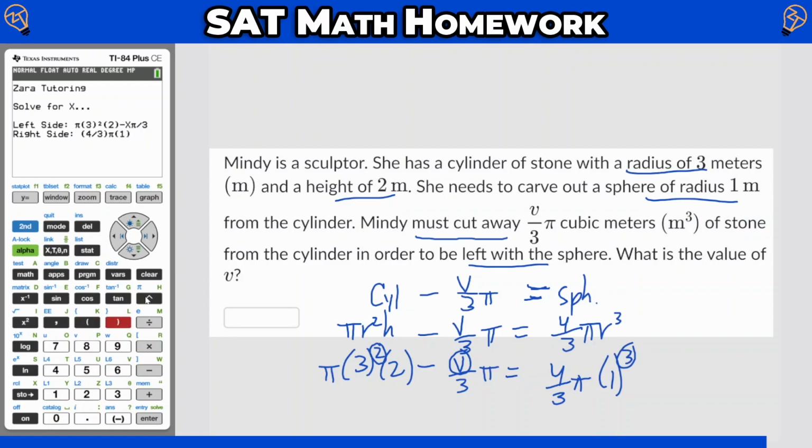And then we have 1 cubed, which really I don't need to do because 1 to any power is 1 still. And we get our answer as 50.